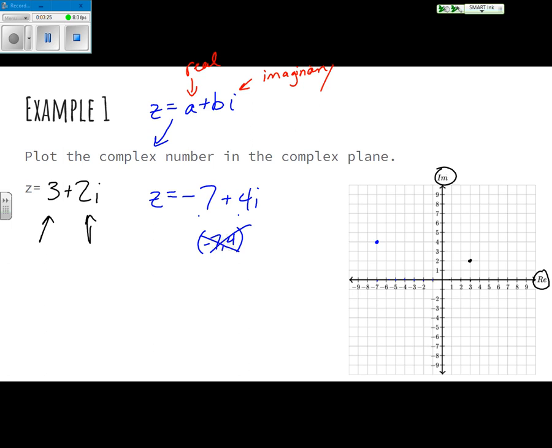Now, I have several that I might assign of this as far as practice goes, and I'm willing to bet you'll see it on your upcoming assessment. It'll be a quiz over this.